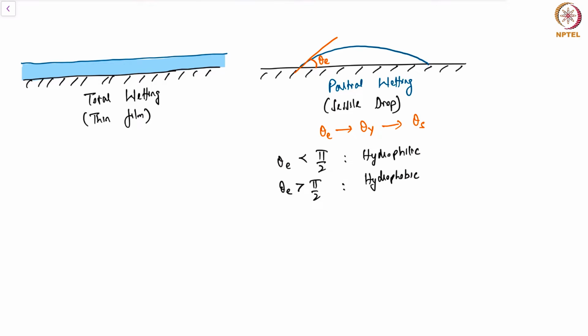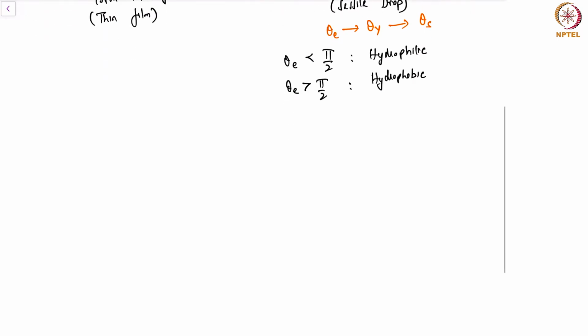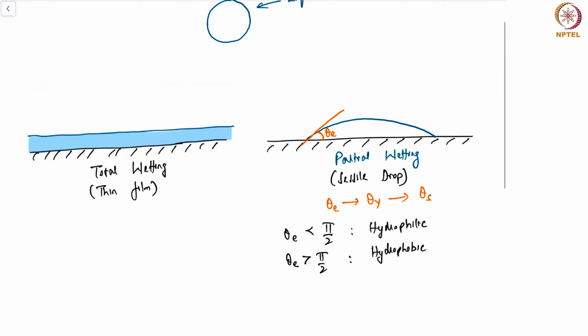We could have other liquids, and the general idea still carries over to other liquid and solid combinations. Now we'll define a few important terms. Now there are two possibilities that we have here.